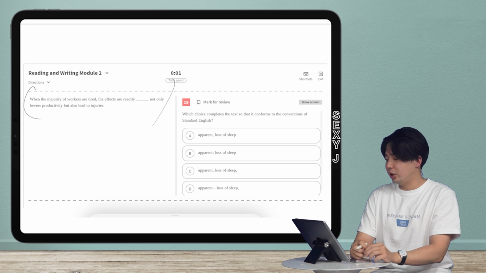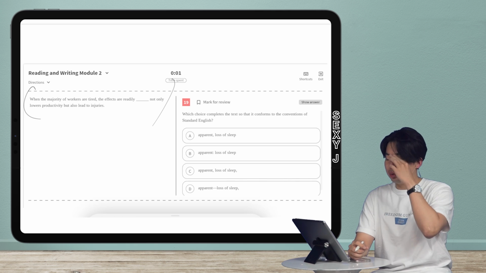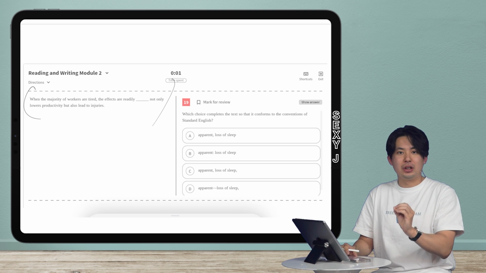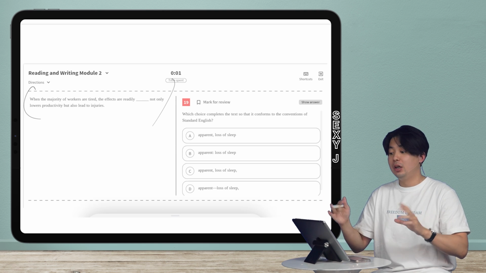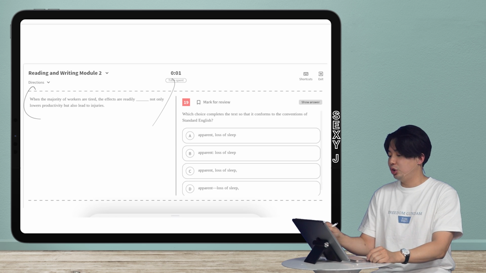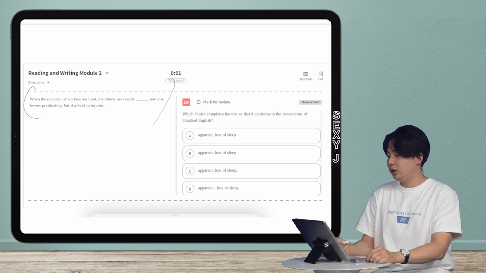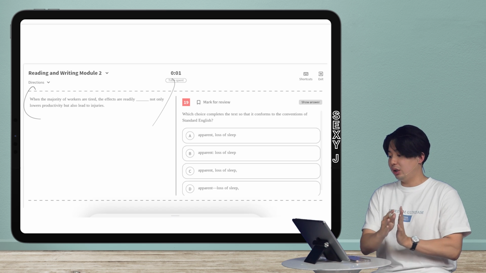When the majority of workers retired, the effects are readily apparent. Loss of sleep not only lowers productivity, but also leads to injuries. So one way you can do a boundary question is just read it. You can't actually read it out loud, guys, because you can't be disturbing other people, right? But try to see how it sounds when you just plug in the words. Ignore the punctuation, okay? So when the majority of workers retire, the effects are readily apparent. Loss of sleep, so that's a sentence, that's the break, okay?